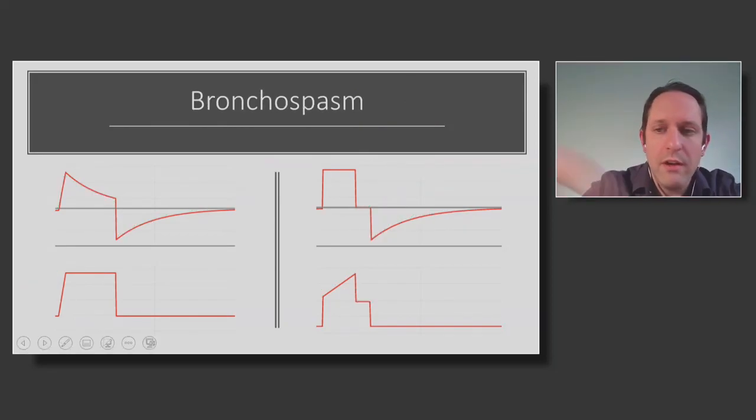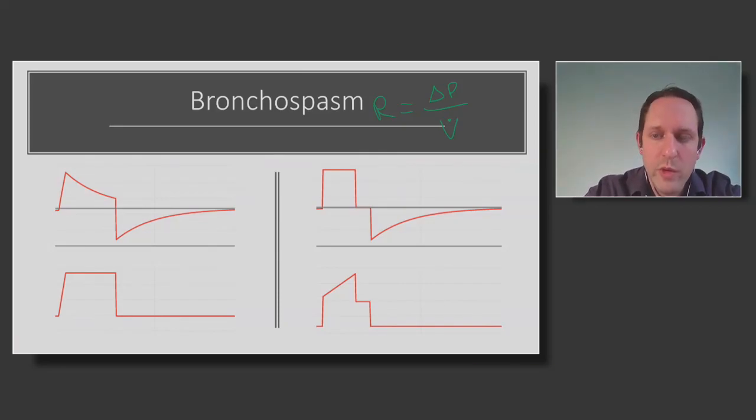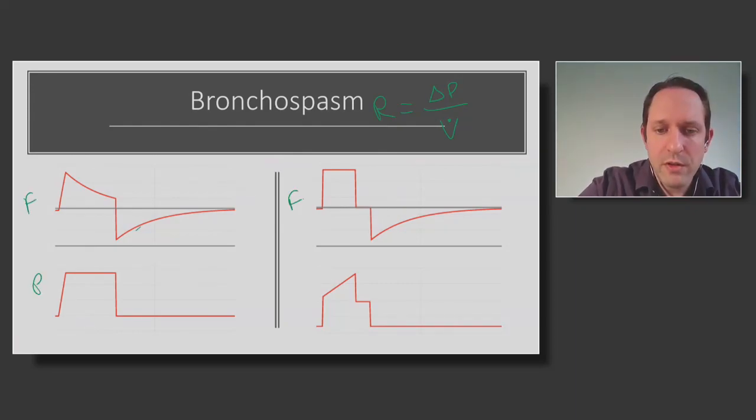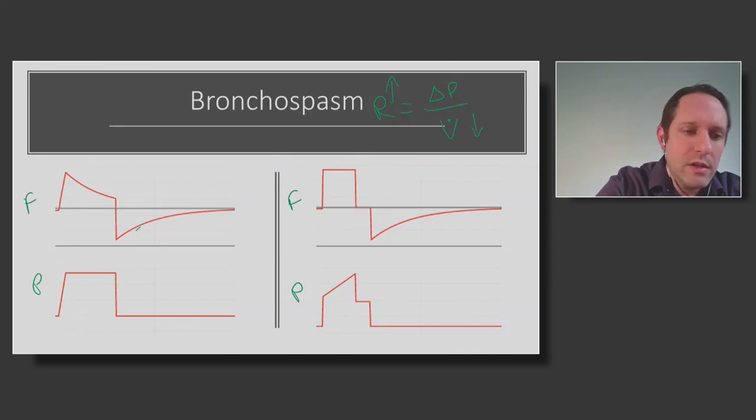Bronchospasm will also affect resistance, so it's good to keep in mind that this is resistance, and then we have flow. So again, we are controlling pressure in pressure assist control, and that's over here. We have flow and pressure, flow and pressure. Because we're controlling the pressure, it's not going to change, so the flow will change. So what happens? Well, it will decrease your flow. So when resistance goes up, your flow goes down.